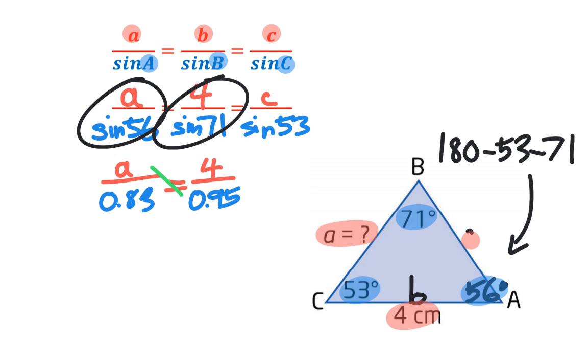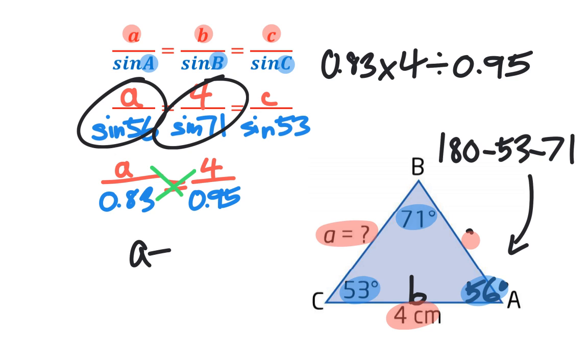We're now going to use cross multiplication, which means we're going to multiply the numbers that are connected, and then we're going to divide by the leftover number. We can definitely do this calculation on the side. So 0.83 multiplied by 4, then divided by 0.95. You should get approximately 3.5. Therefore, the length of a is about 3.5 centimeters.